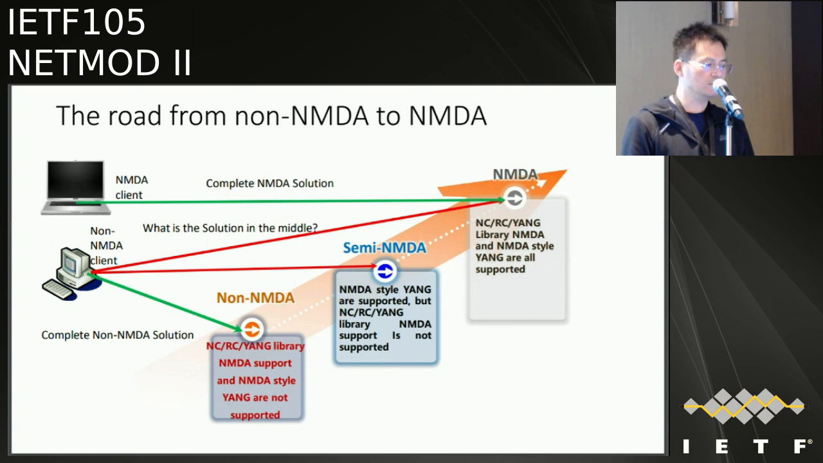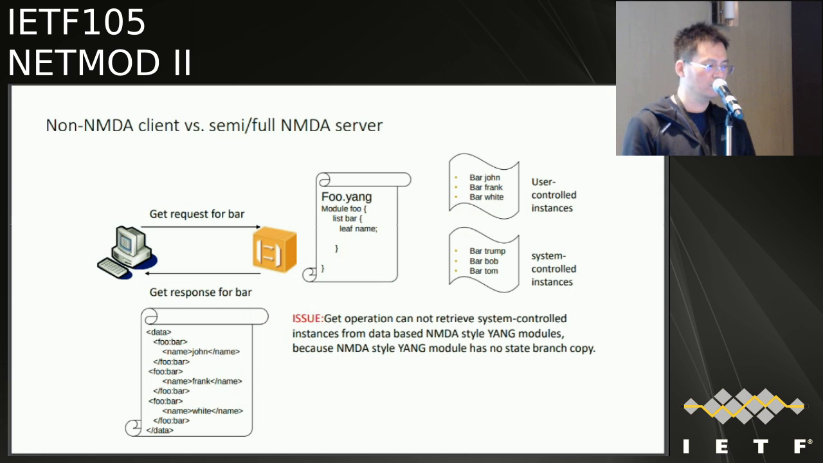So based on this assumption, we think the current problem is when the non-NMDA client talks to the server which supports NMDA and non-NMDA, using the traditional get operation, you cannot get the system generated configuration. So we try to address these issues. We propose 3 different solutions.